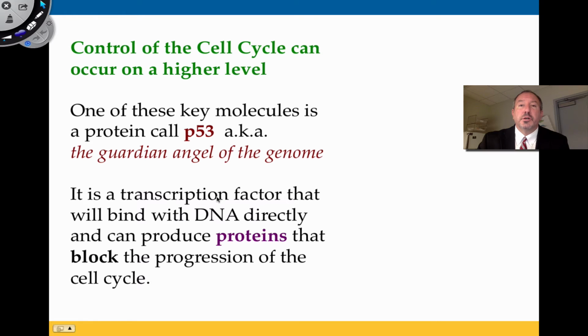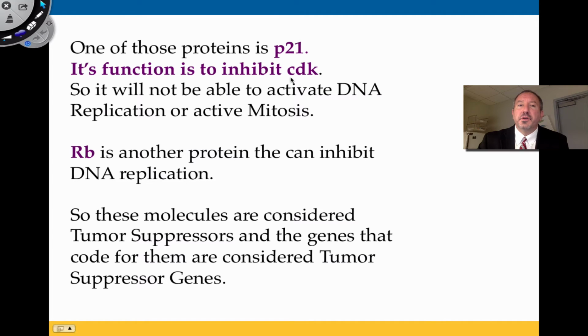As it turns out, it's a transcription factor. You might be familiar with those. Those are necessary for RNA polymerase to effectively bind to DNA. So when it binds to DNA directly, it then allows the DNA to produce a protein that blocks the progression of the cell cycle. Okay, and one of those proteins that does this is P21. And again, there's a gene for P21, but it's the protein that I'm talking about. Its function is to inhibit cyclin-dependent kinase. And so it will not be able to activate DNA replication or activate mitosis.